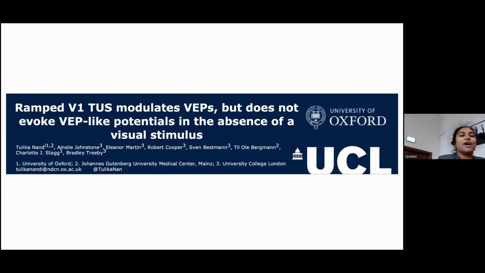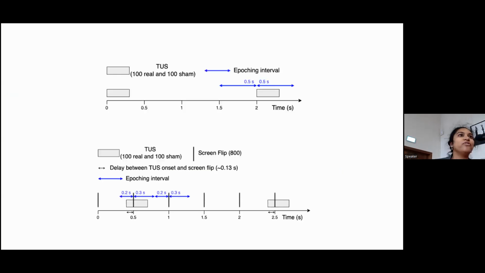In this study, we used a ramped ultrasound paradigm to look at the effects of ultrasound on the primary visual cortex. And we did 2 different experiments within this. The first one that you see above is we applied 300 milliseconds of ultrasound every 2 seconds.